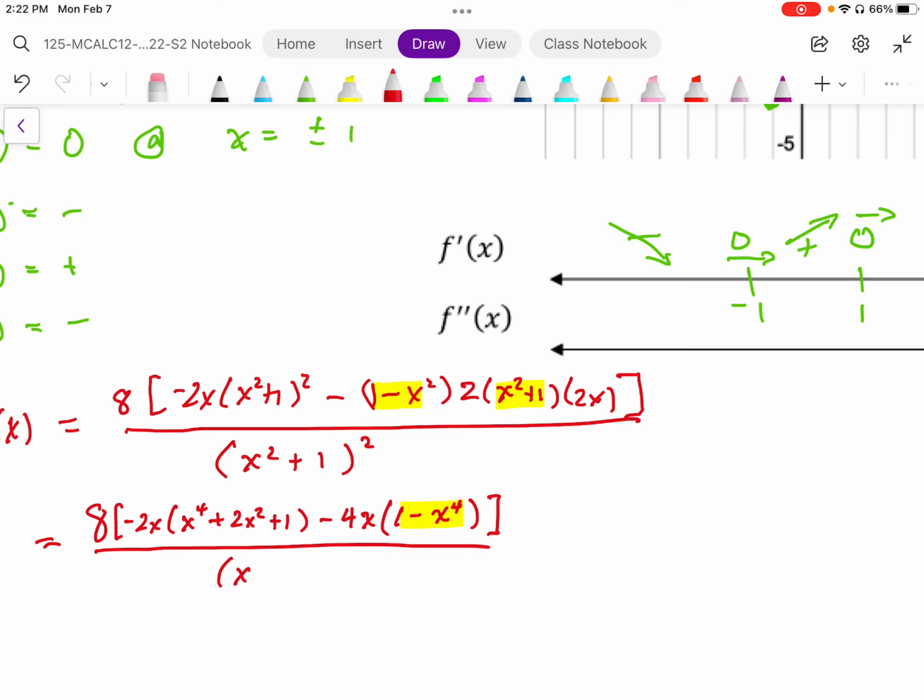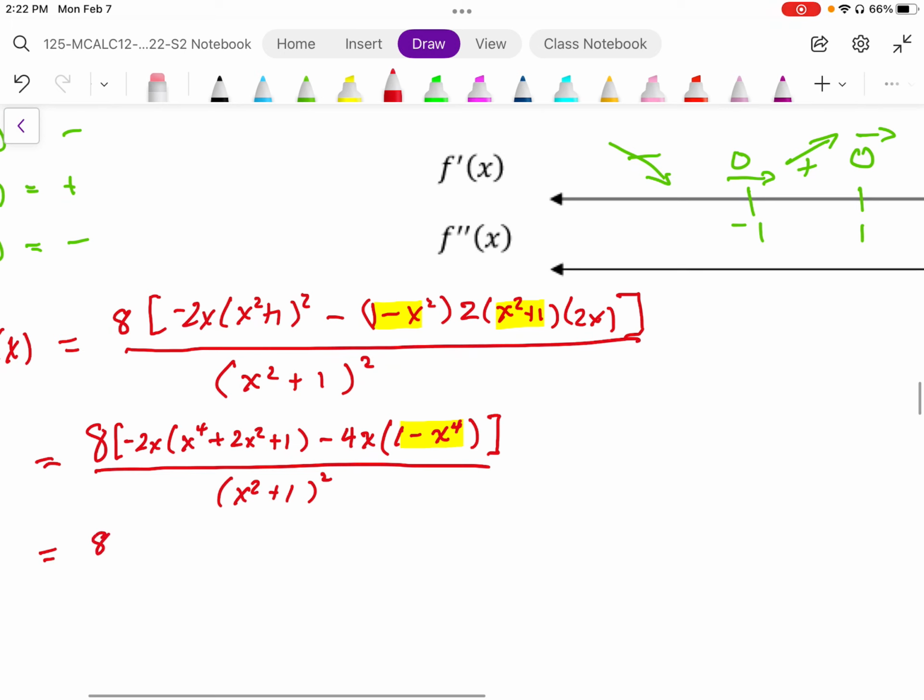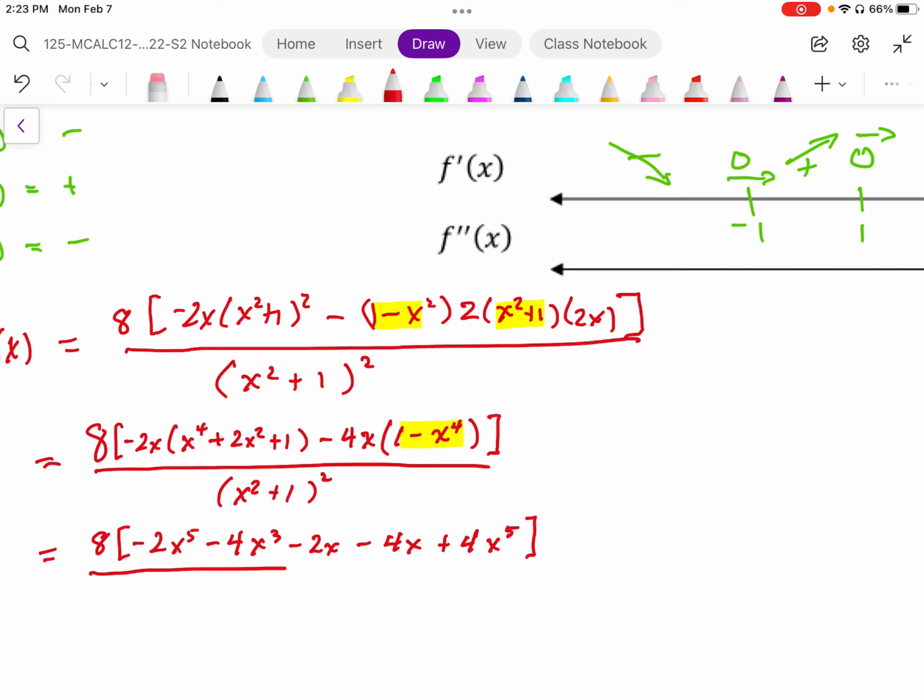All over the denominator, x squared plus 1 squared. Okay, so simplifying this out, still got a lot of work here to do, so I'm going to keep that 8 factored. I end up with negative 2x to the power 5 minus 4x to the power 3 minus 2x minus 4x plus 4x to the power 5. Okay, I've got some like terms there.